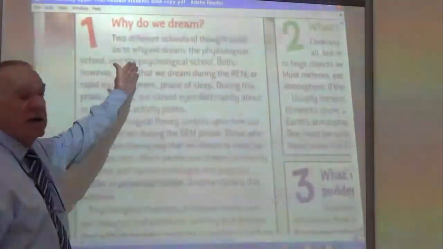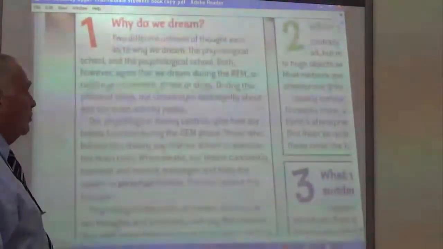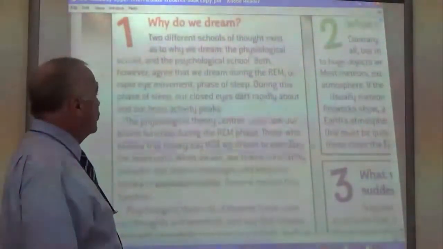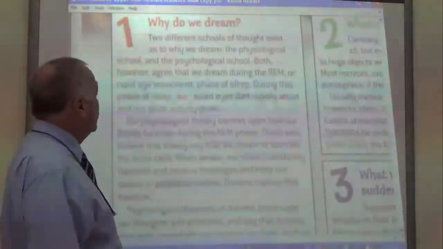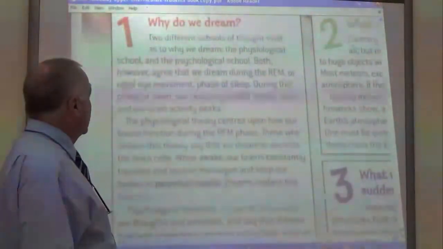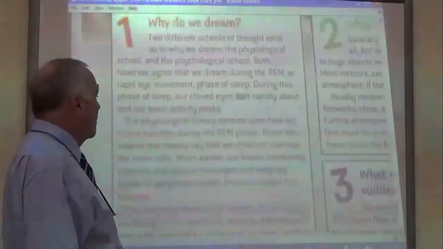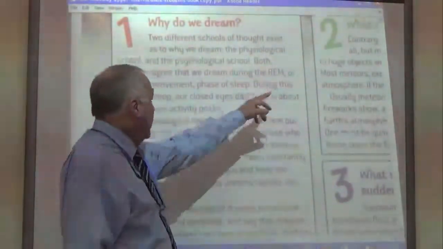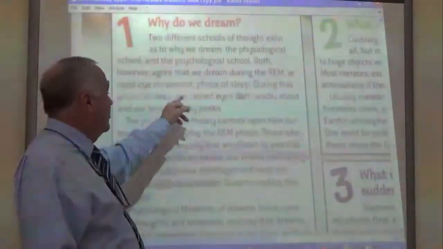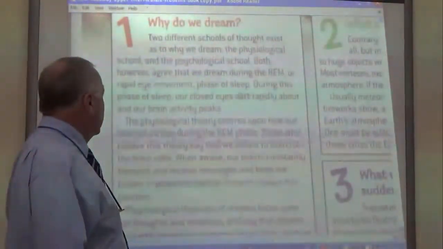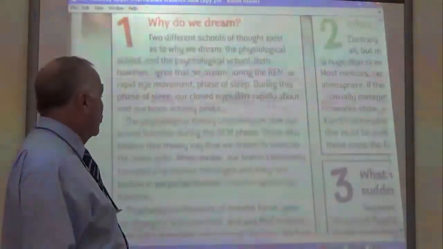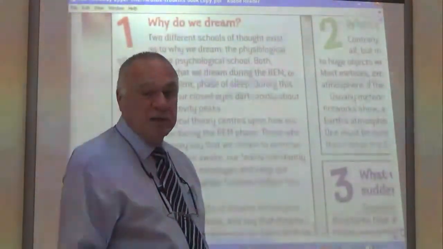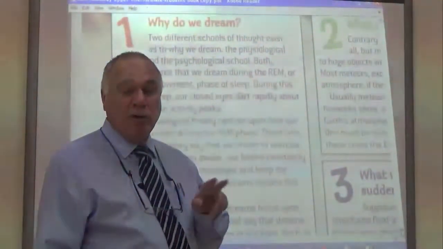So let us read what they say here about dreaming. Why do we dream? What is the purpose of dreaming? I'll read the first paragraph. "Two different schools of thought exist as to why we dream: the physiological school and the psychological school. Both, however, agree that we dream during the REM, R-E-M, or rapid eye movement phase of sleep. During this phase of sleep, our closed eyes dart rapidly about and our brain activity peaks." This is what I was saying earlier, that when we dream, our eyes move very rapidly back and forth.